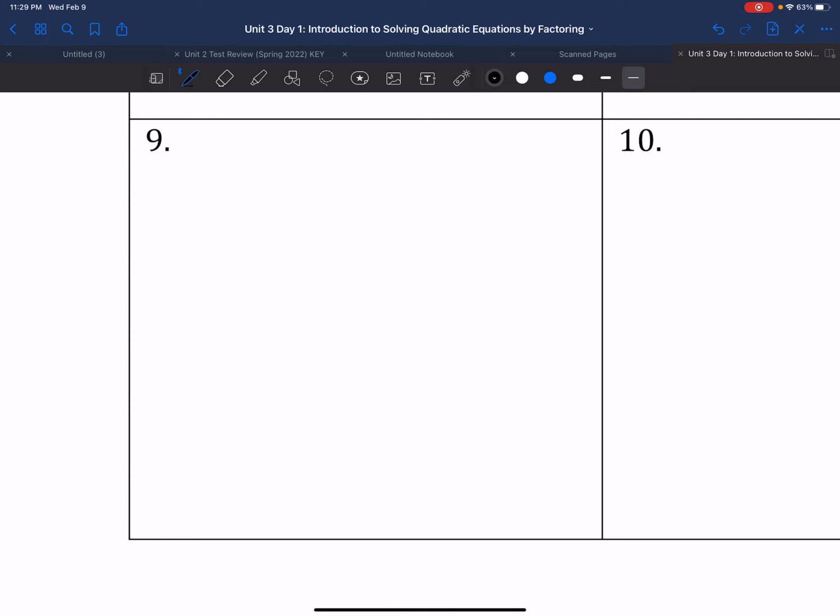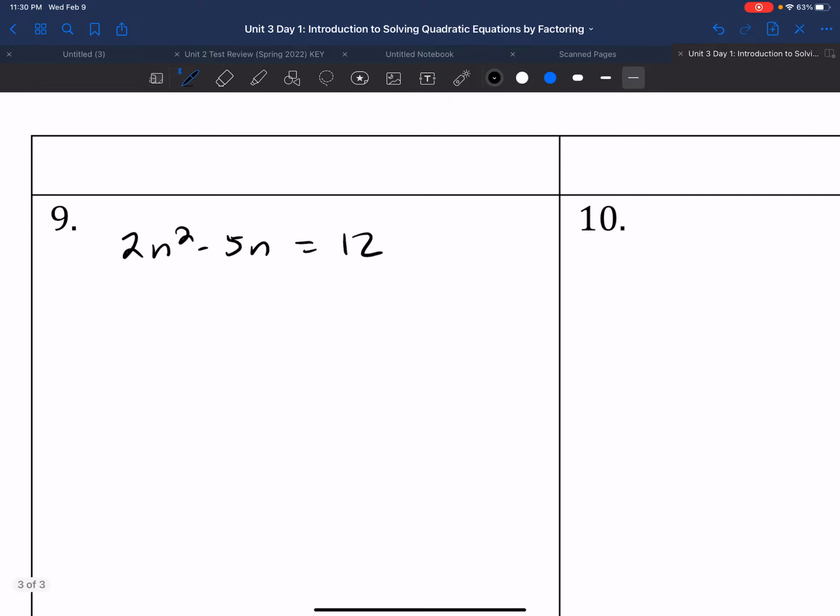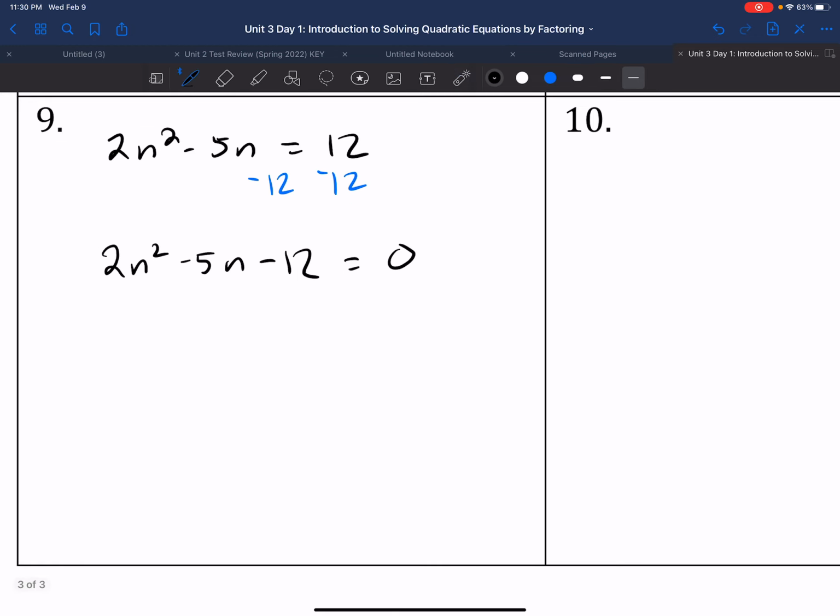Number 9 is 2n squared minus 5n equal to 12. Okay, what do we notice about this equation? I'll let you think about this for a bit. Okay. Well, we see that the right-hand side is not 0. So what do I have to do? I have to do some scoochy scooch, right? So I need to subtract both sides by 12. And I'm left with 2n squared minus 5n minus 12 equal to 0, which is exactly what I want, because I want to figure out what the value of n is that'll make my equation true. So let's see.